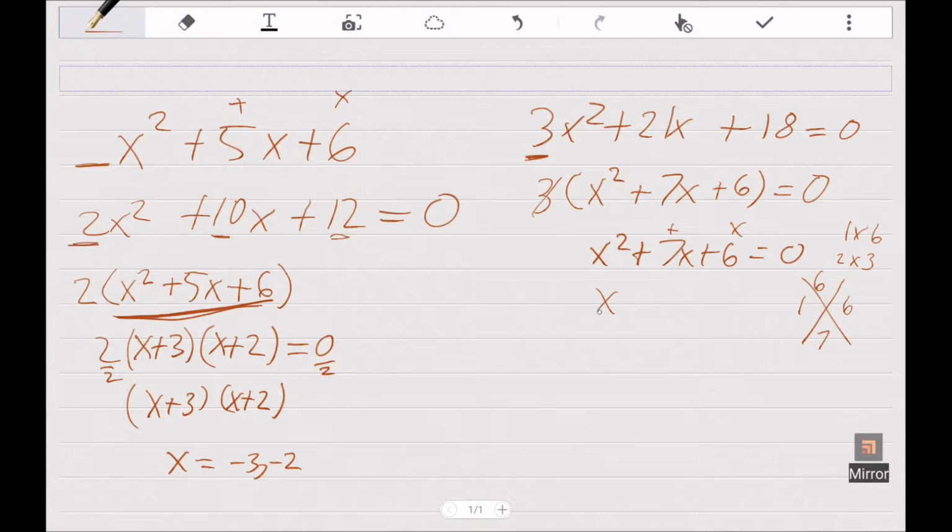So this will factor to x plus 6 and x plus 1. If you multiplied that out, you would get back to this. You can always check it. In fact, I encourage you to, just for extra FOIL practice.